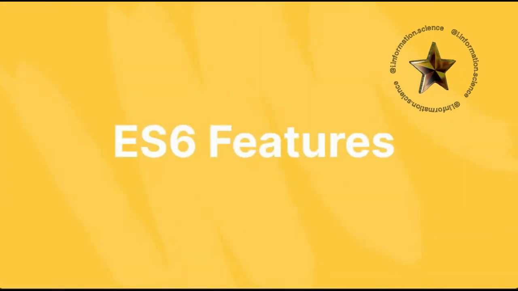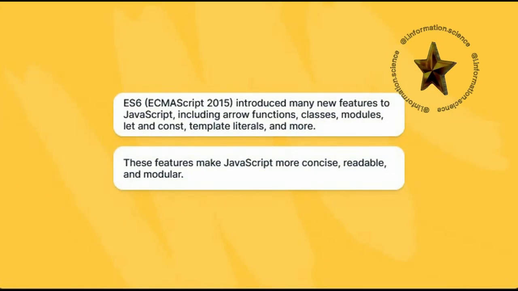ES6 features. ES6, ECMAScript 2015, introduced many new features to JavaScript, including arrow functions, classes, modules, let and const, template literals, and more. These features make JavaScript more concise, readable, and modular.